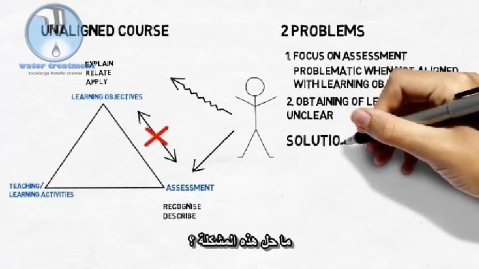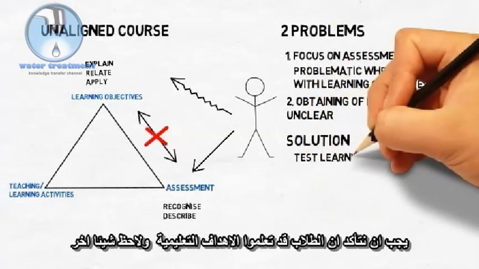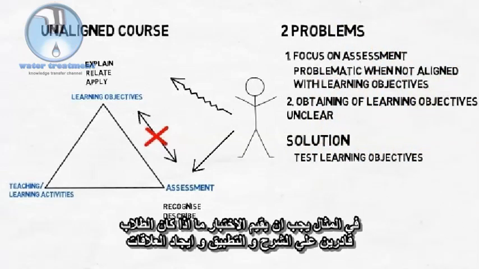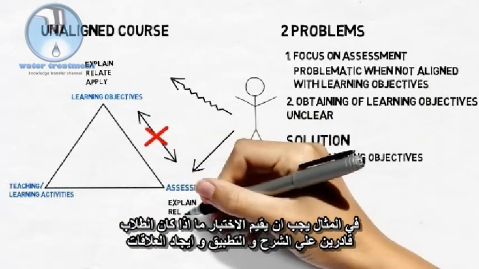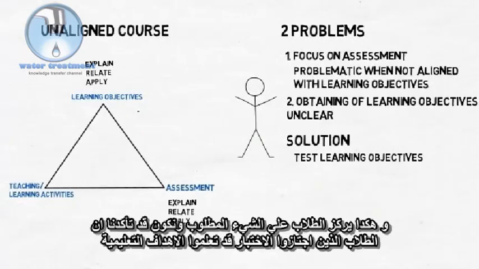What's the solution to these problems? We should make sure that we actually test whether students have obtained the learning objectives, and not something else. In the example, this means that the assessment should test if students are able to explain, relate, and apply. We now have achieved alignment between the learning objectives and the assessment. In this way, students will focus on the right things, and we are sure that students who have passed the course really have obtained the learning objectives.